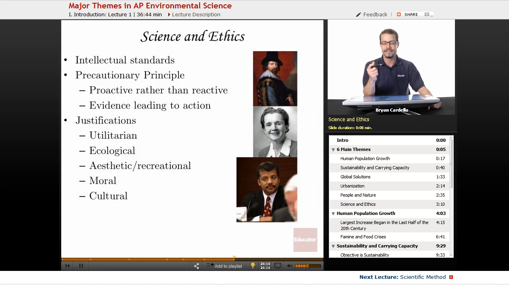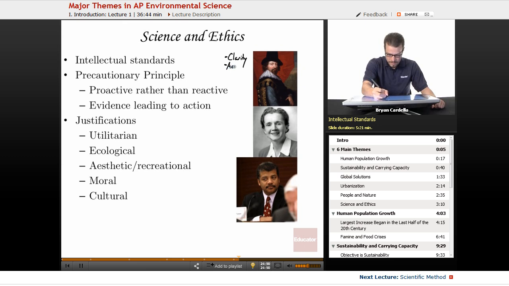Science and ethics. This is the last major topic that's dealt with in AP Environmental Science. Intellectual standards. So I'm going to list them for you. Here are the intellectual standards. In terms of making statements from a scientific point of view, and those statements being something we can rely on and actually think is valid, there are some things we have to take into account. Number one, clarity. Is the statement clear? Do we understand what's being said? That's pretty important.